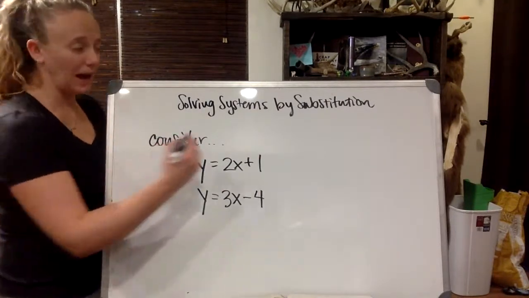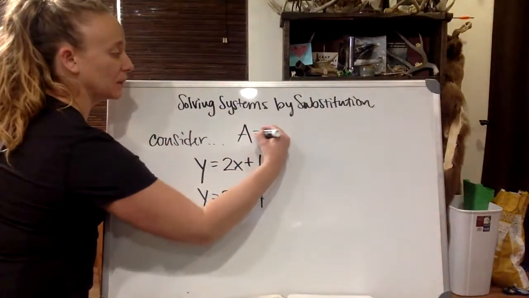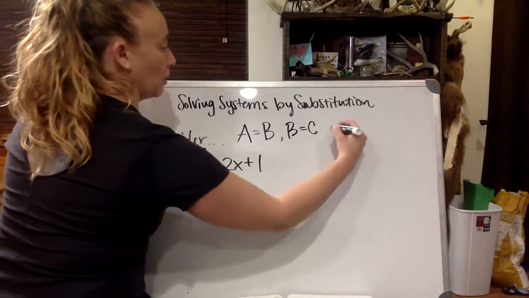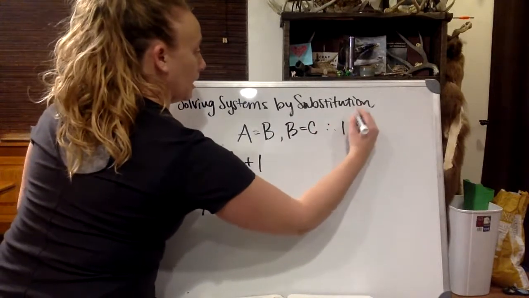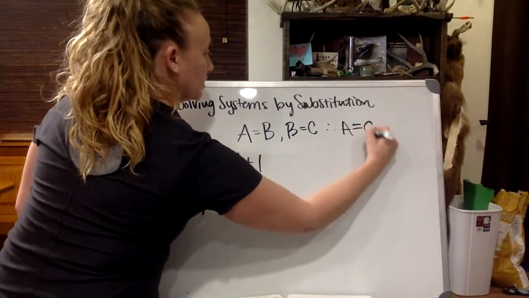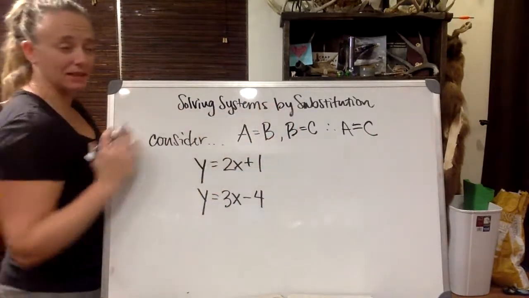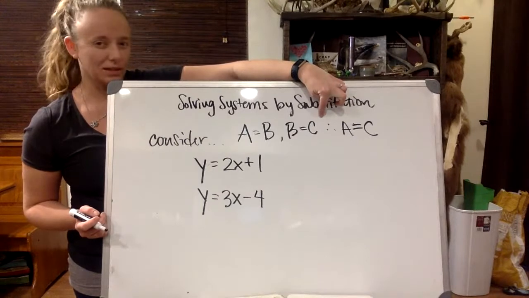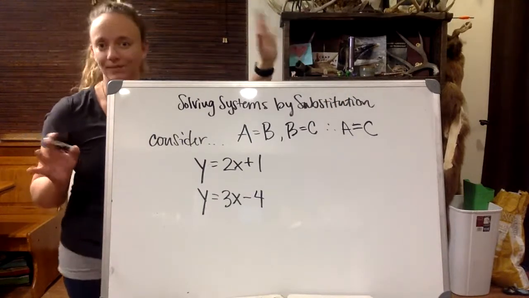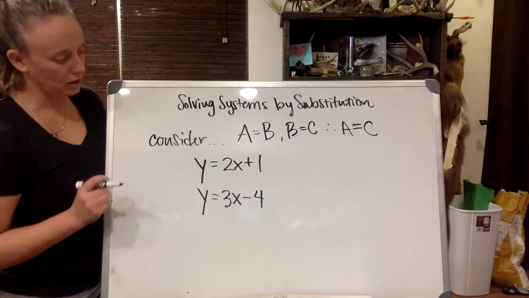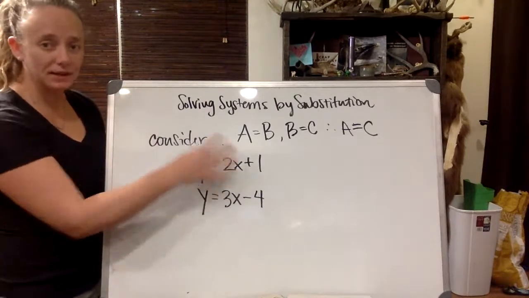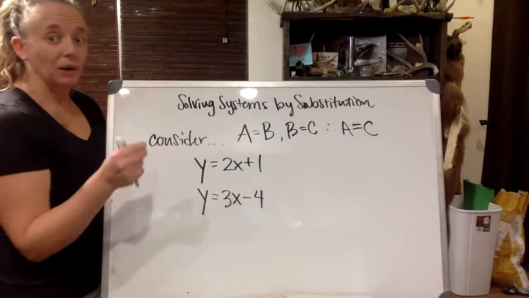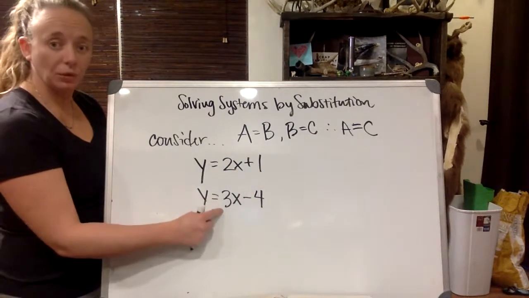Just like in the last scenario where we had A is equal to B, and B is also equal to C, so we could therefore say A is equal to C. And FYI, these three dots, like in a triangle, mean therefore. It's kind of cool, a nice little shortcut jargon. Either way, we can use that same idea here. We have y is equal to 2x plus 1, and we also have y equaling 3x minus 4.